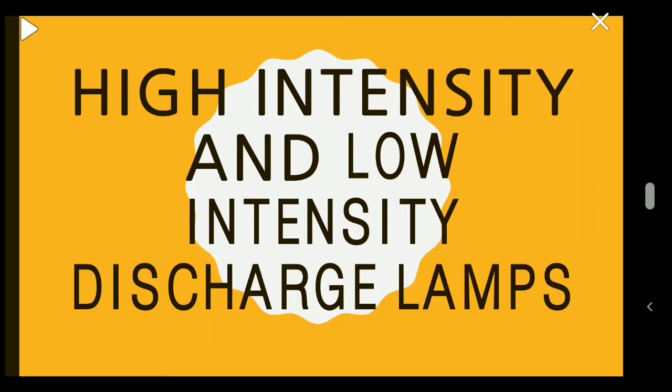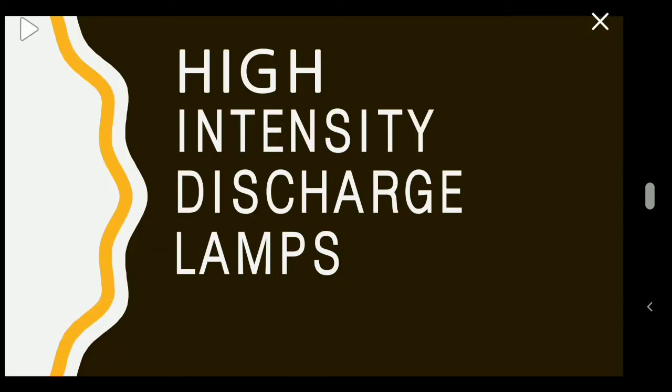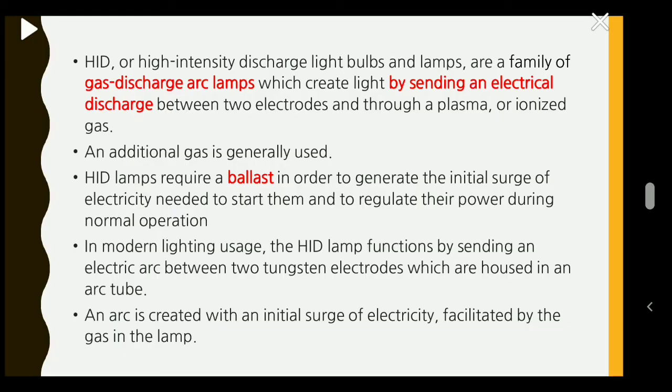Hello, so I'll be discussing my assignment 1.2, which is high intensity and low intensity discharge lamps. For high intensity discharge lamps, HID or high intensity discharge light bulbs and lamps are a family of gas discharge arc lamps which create light by sending an electrical discharge between two electrodes and through a plasma or ionized gas.